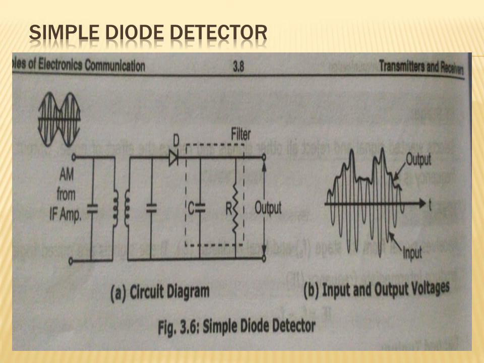This charging and discharging repeats for every positive and negative half cycle. So this will result in a positive envelope appearing across the output. This envelope is nothing but the approximated value of the modulating signal. So this is the simple diode detector.